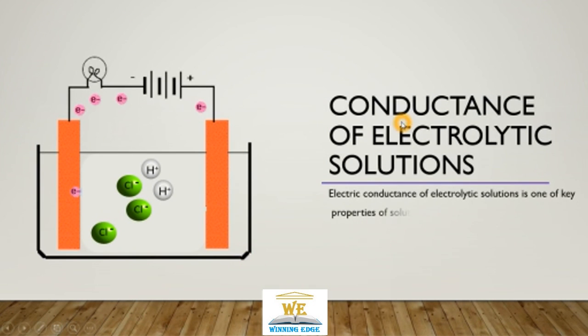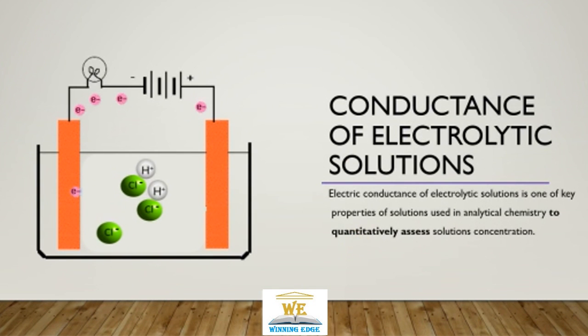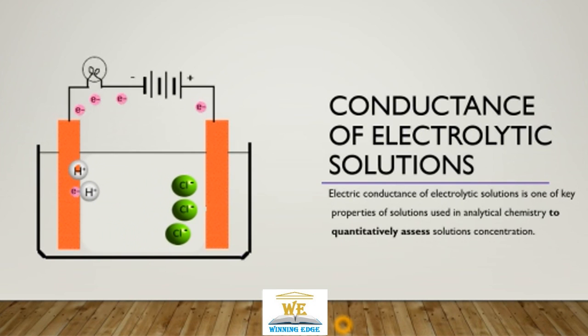Now, conductance of electrolytic solutions. The conductive properties of solutions play an important role in analytical chemistry. It helps to assess concentration in solution quantitatively. Say we have a solution and we apply a known voltage across it, and ions will start moving to their counter electrodes, or oppositely charged electrodes.